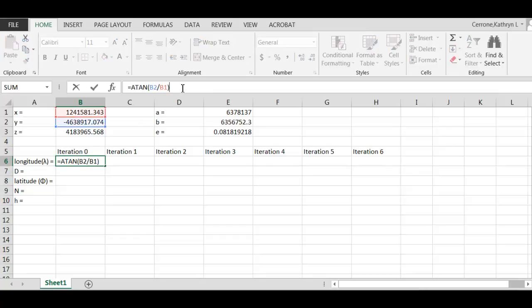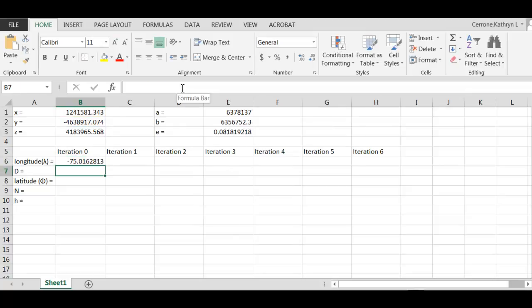So what we want to do, go back up here, we are going to multiply by 180 degrees, and we're going to divide by pi. And with pi, we have to do open and close parentheses afterwards. And you see here, we get negative 75.0162813. So that seems reasonable. As you can tell, these were close to the numbers that we were using for the previous example. We're just now going backwards.